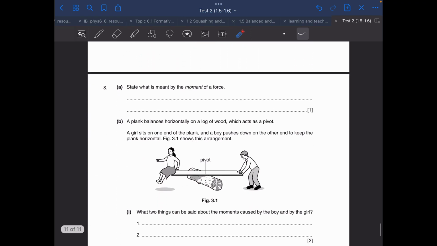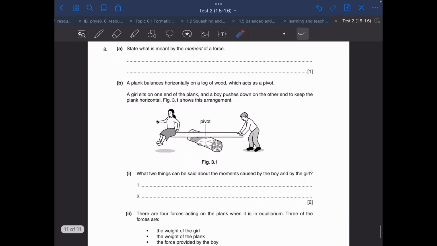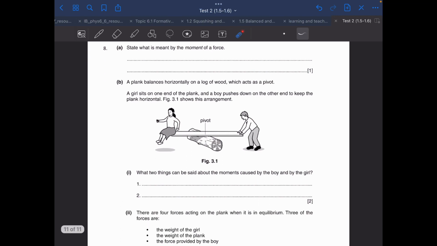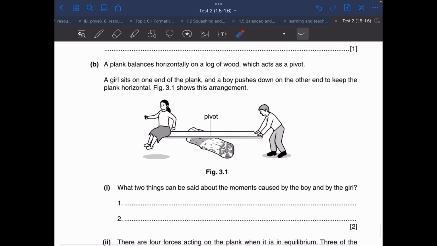8, state what is meant by the moment of a force. We've done that, I think I can skip this one. It's the turning effect of a force, right? B, a plank balances horizontally on a log of wood, which acts as a pivot. A girl sits on the end of the plank and the boy pushes down the other end to keep the plank horizontal, as shown in the figure. What two things can be said about the moment caused by the boy and the girl?